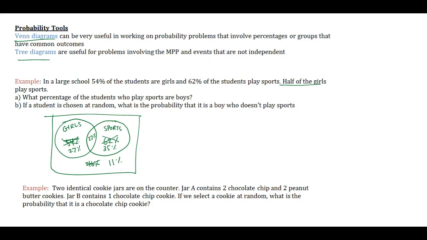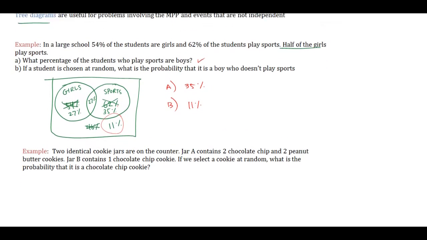I can say, what percentage of the students who play sports are boys? All right, so I can already tell you that's right there, right? 35%. So for part A, I can tell you 35% are boys. Part B, if a student is chosen at random, what is the probability that it is a boy who doesn't play sports? Well, look at my Venn diagram. Where are the boys that don't play sports? I got girls that play sports, I got boys that play sports, and then down here I have boys that don't play sports, and I would say 11%. And so you can see we had to do all the math early in the Venn diagram, but then screaming out the answers was much more simple. So Venn diagrams can really help a ton.